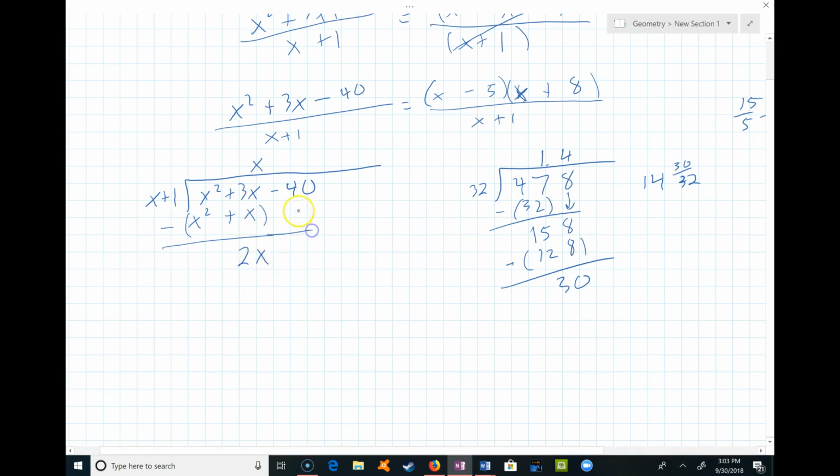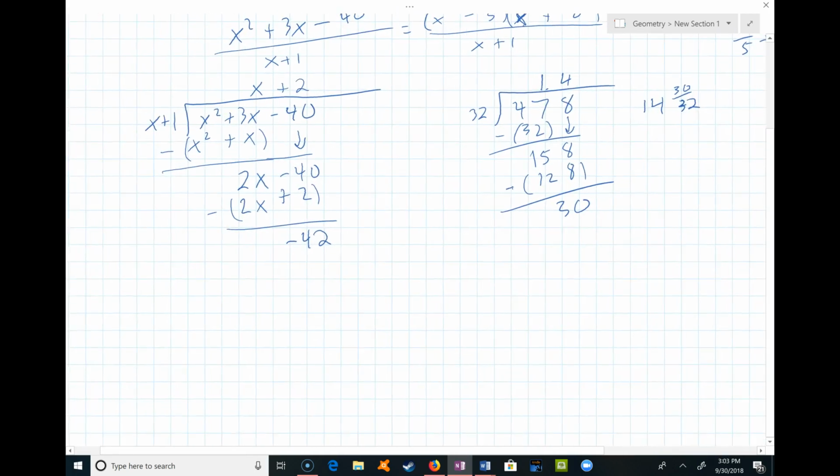And then we bring the minus 40 down, and we do it again. This time my answer is going to be over the 40, and I'm going to again ask myself, what times x equals 2x? The answer is positive 2, so I'll put a plus 2 there. Then I multiply. 2 times x is 2x. 2 times 1 is 2. Then I'm going to subtract that. 2x minus 2x is 0, and negative 40 minus 2 would be negative 42. And of course x plus 1 won't divide into negative 42.